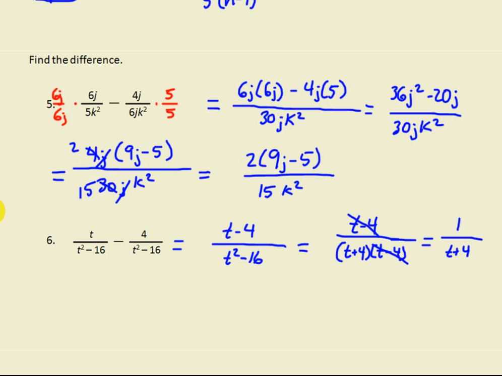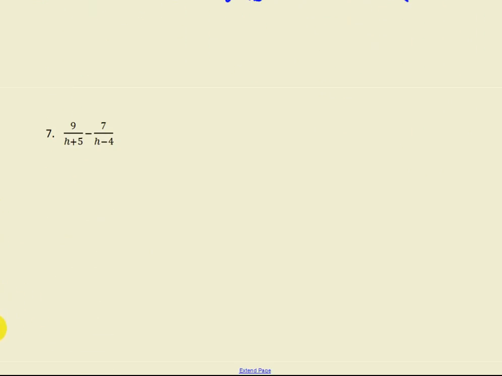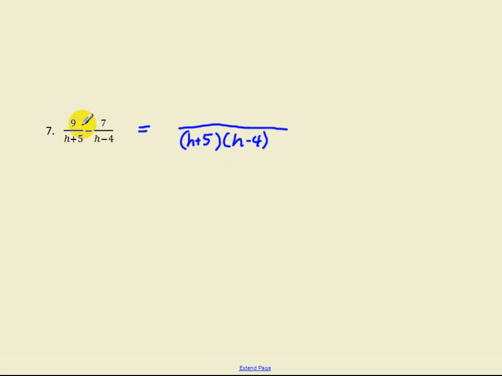And there's our answer. All right, and finally, number 7, we have 9 over h plus 5 minus 7 over h minus 4. So here, we're going to need to multiply these two binomials together to get our common denominator. So we have h plus 5 times h minus 4, and in the numerators, so here we need to multiply this expression by h minus 4 in both numerator and denominator. So we have 9 times h minus 4, and then minus 7 times, and in this expression we need to multiply by h plus 5, and then go ahead and apply the distributive property.